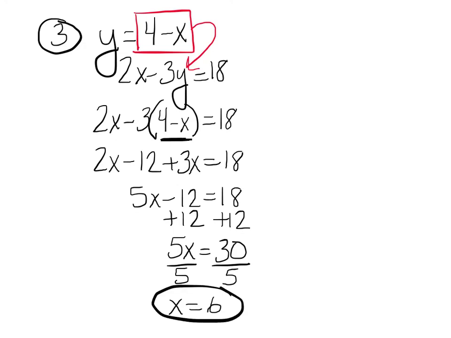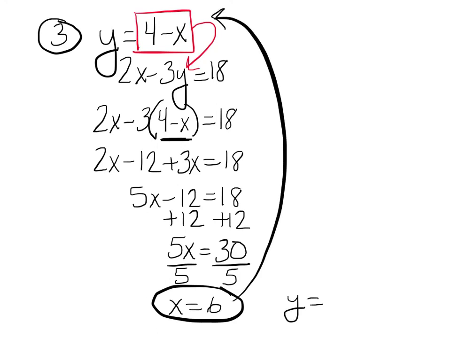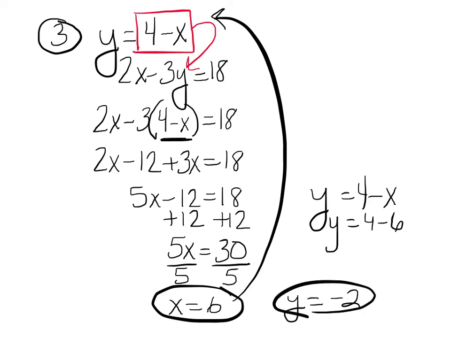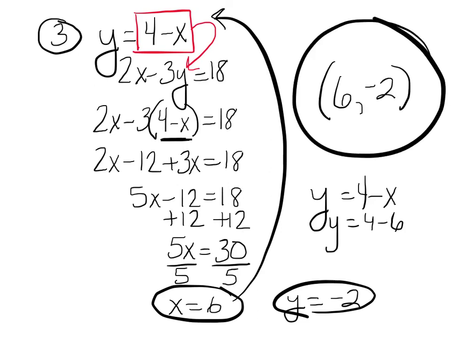Now that's x. What do I still need? I need to find what y is. So we're going to take this 6 and plug it in right there. y equals 4 minus x. What's x? Well, x is 6. So what is 4 minus 6? Negative 2. So what's my answer? x is 6, y is negative 2. Therefore, my ordered pair, my answer, is 6, negative 2.